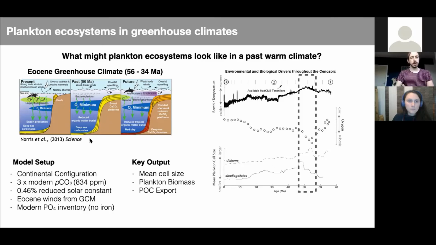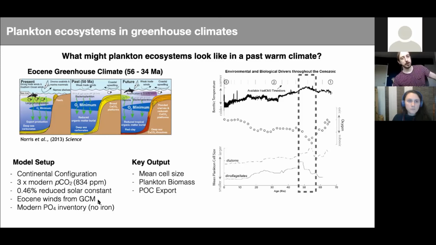So the model setup: we're going to have a continental configuration specific for the early Eocene. We're going to have a much higher CO2 than modern, so 834 ppm, so it's going to be much warmer. As we go back in time, the sun is actually slightly weaker, so we account for that process. We have a wind field which is prescribed from a GCM. So GENIE doesn't have its own dynamic atmosphere.